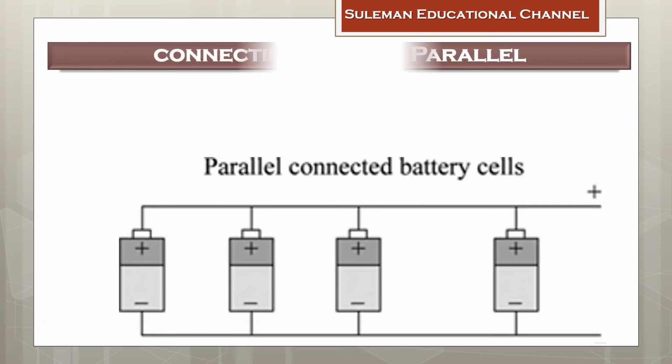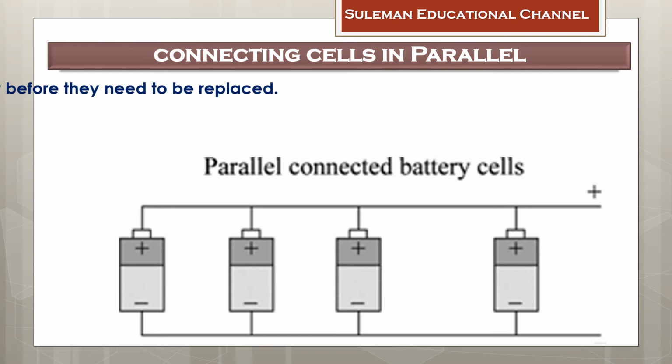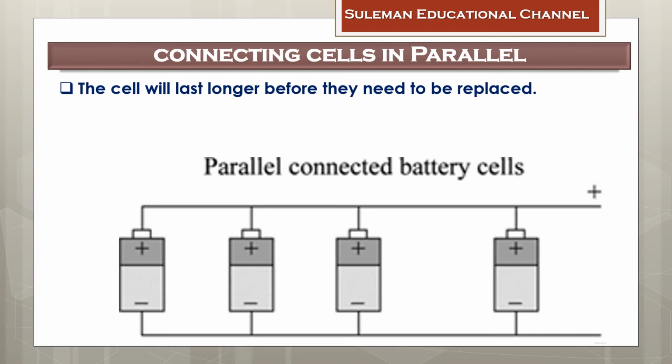Now let us discuss what is the advantage of connecting cells in parallel. The advantage is that the cells will last longer before they need to be replaced. This is the first advantage. The second advantage is that we can get a higher current.